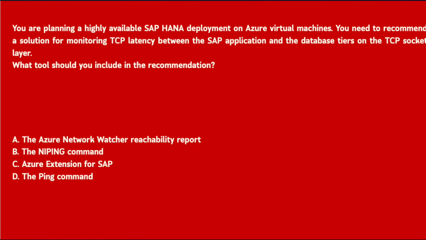You are planning a highly available SAP HANA deployment on Azure virtual machines. You need to recommend a solution for monitoring TCP latency between SAP application and database tiers on the TCP socket layer. What tool should you use? Azure Network Watcher Reachability Report, the NIPing command, the Azure extension for SAP, or the ping command.